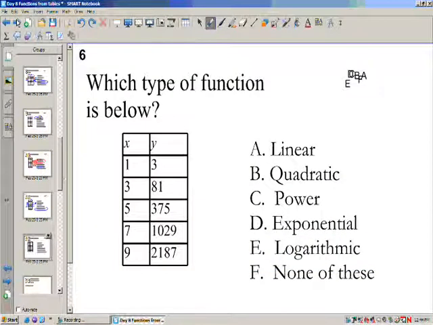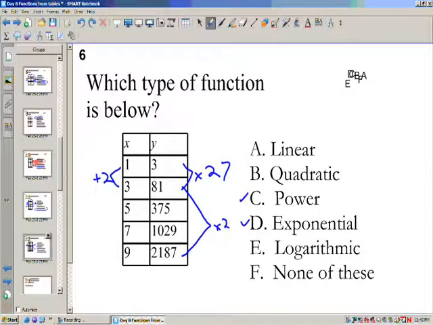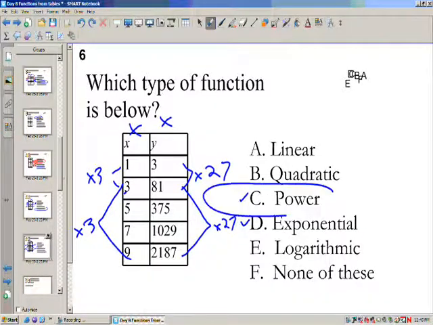What type of function is this? Well, this one goes up fast and this one doesn't. So I'm going to guess it's either power or exponential. Here I added 2, and here I multiplied by 27. So now if I take 81 times 27, oh, that gets me all the way down here. So how do I get from here to here? It's not by adding 2. It's by multiplying by 3. So multiply will give us a power.